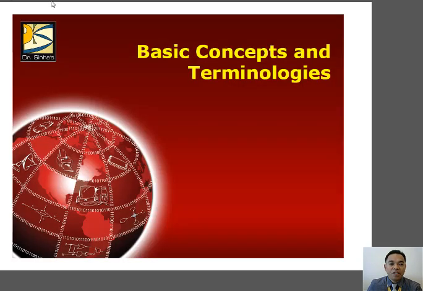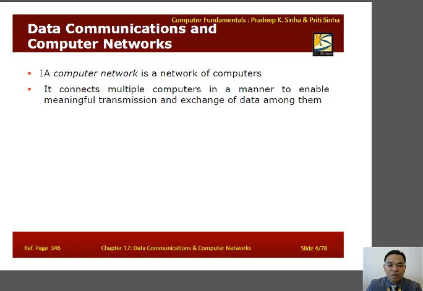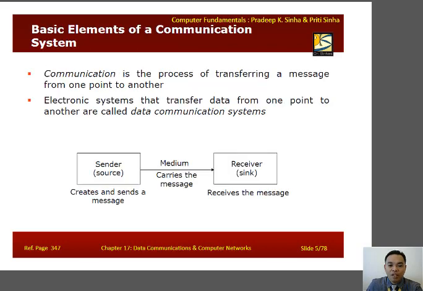Let's proceed to the basic concepts and terminologies. You will learn a lot here. First one is all about a computer network. It is defined as connecting multiple computers in a manner to enable meaningful transmission and exchange of data among them. So there will be data sent from a sender going to the receiver, and it will pass through what we call a transmission medium. That is what we call a computer network.